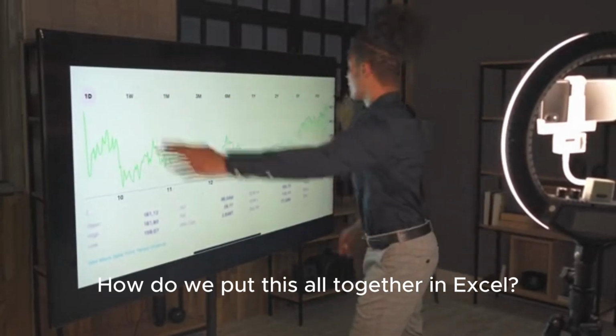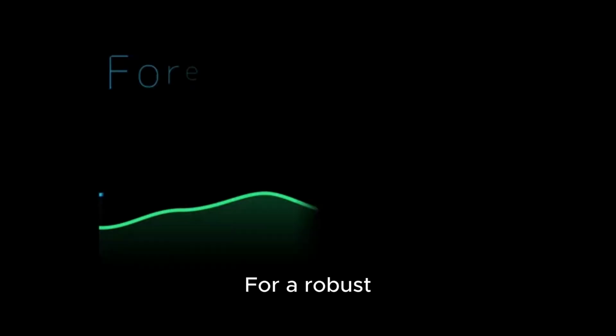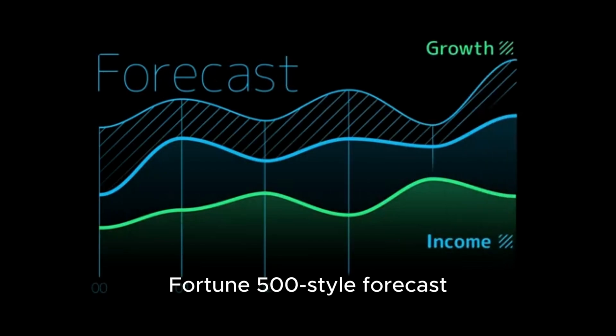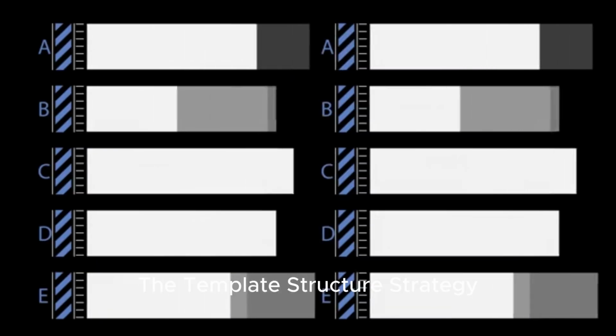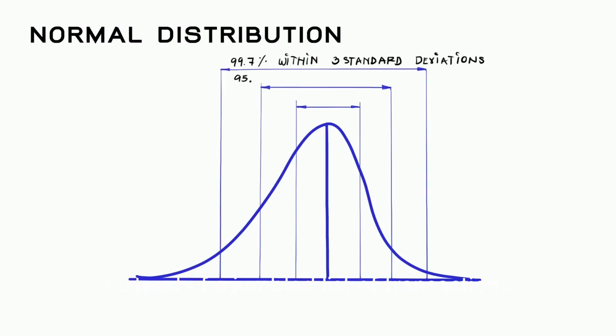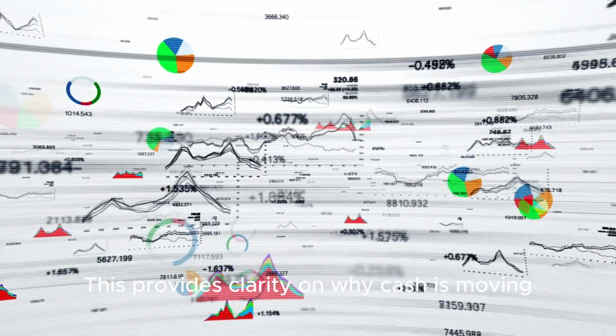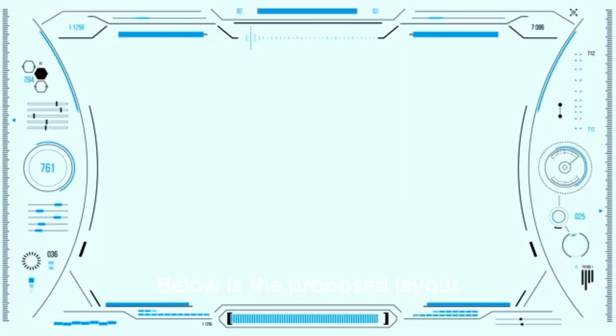Integrating components into the forecasting template. How do we put this all together in Excel? For a robust Fortune 500 style forecast, we combine the activity view with the inflow/outflow logic. The template structure strategy. Instead of a jumbled list of transactions, we structure the Excel template to calculate a subtotal for each activity scope. This provides clarity on why cash is moving. Below is the proposed layout for the cash flow template.